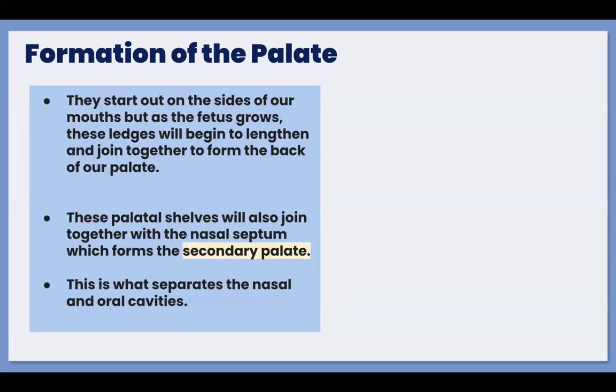And they start on the sides of our mouths, and as the fetus grows, these ledges will begin to lengthen and join together to form the back of our palate. These palatal shelves will also join together with the nasal septum, which eventually forms our secondary palate. And the formation of that secondary palate is what separates our nasal and oral cavities, basically closing off the roof of our mouth.